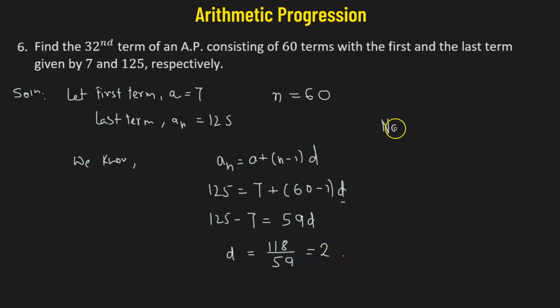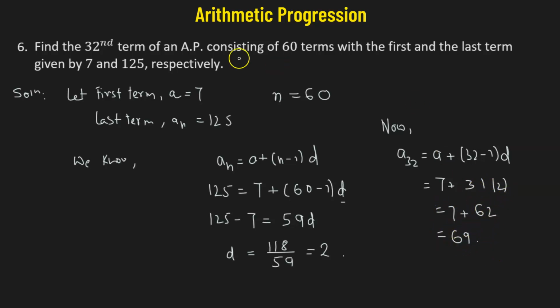Now, we can finally obtain the value of our 32nd term, which is given by a plus 32 minus 1 times d. So our first term, a, that value is 7, plus 32 minus 1 is 31, times the common difference, that's 2. So we have 7 plus 31 times 2, which is 62, giving 69. That means the 32nd term of this particular AP, which consists of 60 terms, is going to be 69.